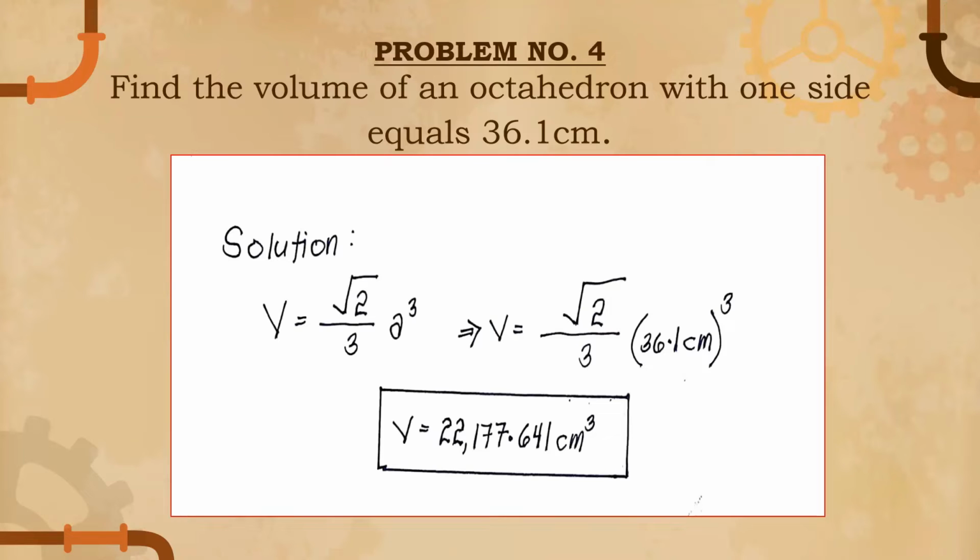Problem number 4. So find the volume of an octahedron with one side equal to 36.1 centimeters. So the formula for the volume of an octahedron is square root of 2 over 3 times a cubed, where A is given, which is 36.1 centimeters. So by substitution, we have a volume of 22,177.641 cubic centimeters.